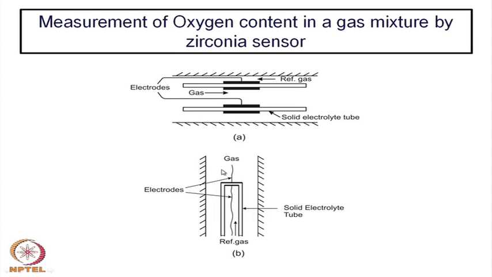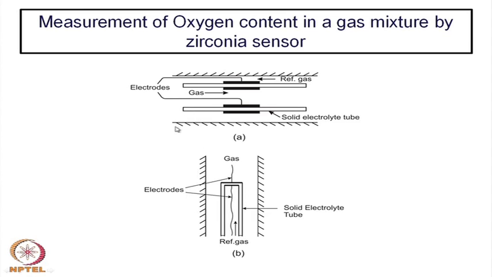Now, which side will be the reference and which side will be experimental depends on the requirement. In this case, the air is inside and the experimental gas is outside. So, depending on the requirement and the situation under which it has to be used, both possibilities exist. That is, the inside can be used as an experimental gas or the outside can be used as an experimental gas.